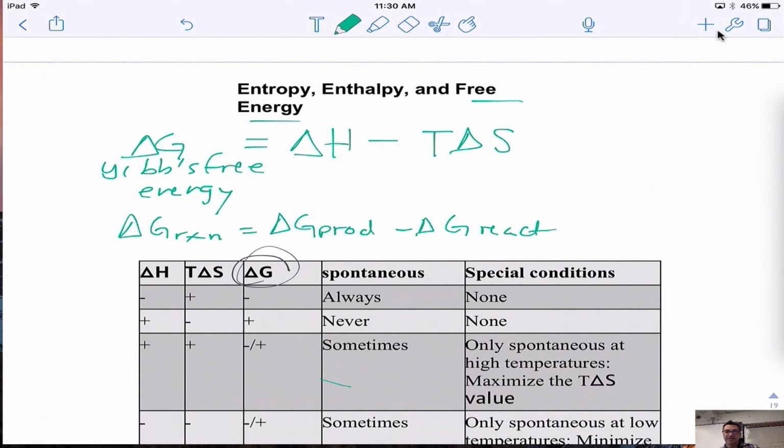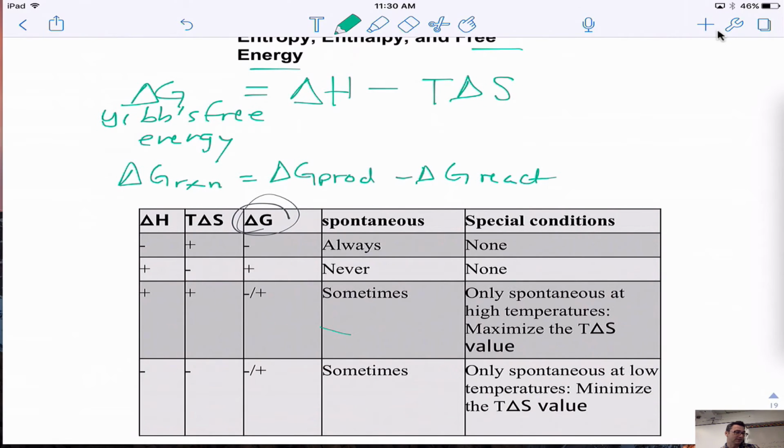Now the SAT exam asks you about doing this qualitatively, and that's what I have this table down here for. But if you're doing Regents, they don't really ask you about delta G at all. They just want you to know the general idea, and they especially want you to know this first condition here, where you're stabilizing both the delta H and the delta S.